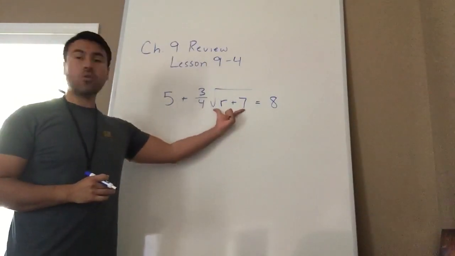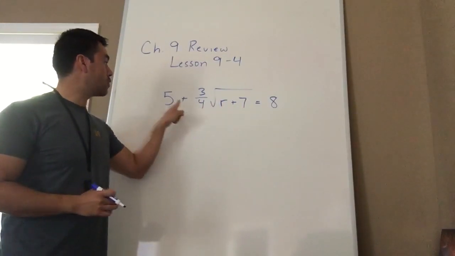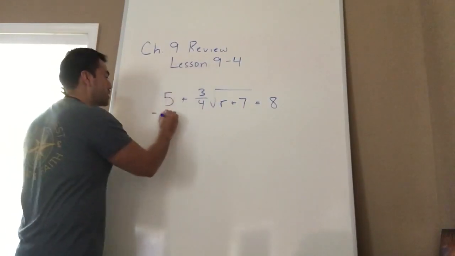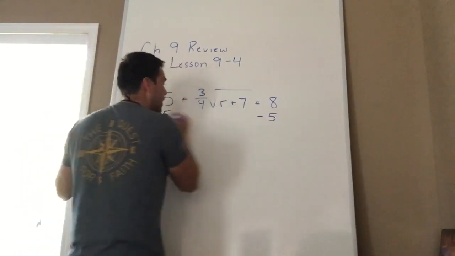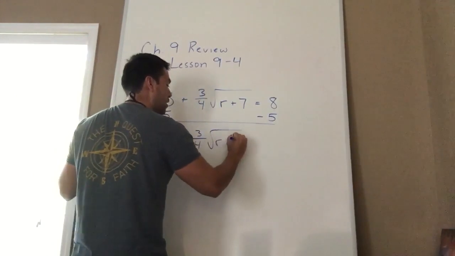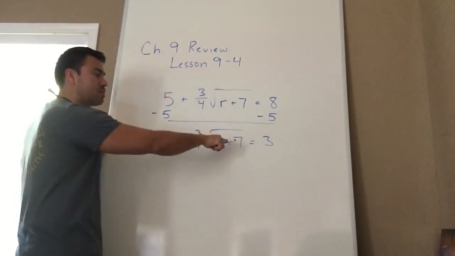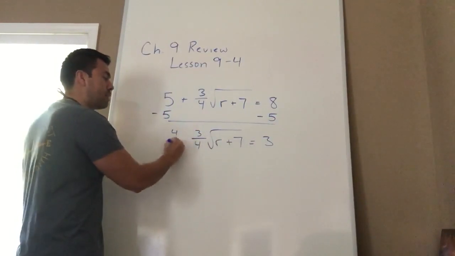Okay, so most of you did well on the test with this problem, but don't forget, you're trying to get the radical isolated, get it by itself. It's being multiplied by 3/4 but added with 5. So I'm going to subtract 5 first from both sides. So I'm left with 3/4 times that radical. And then that gives me 3. Okay, so here you have a fraction being multiplied. You can multiply by its reciprocal.